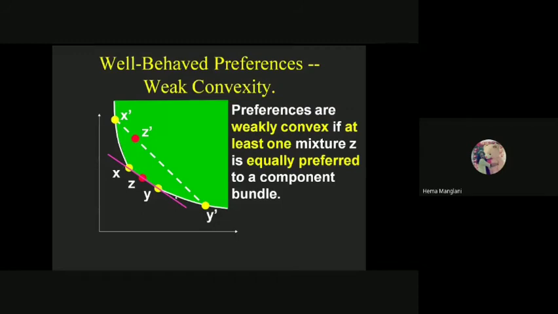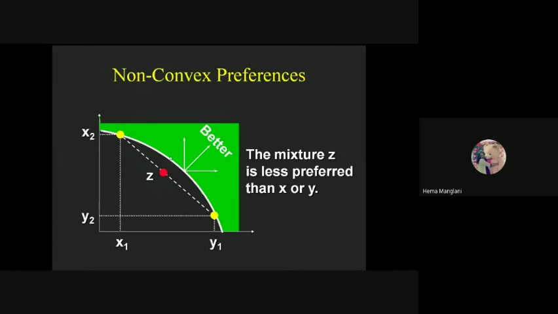If at least one mixture Z is equally preferred to a component bundle, either this or this. So Z is either indifferent to X or indifferent to Y. So that is also the weak convexity. So you need to get the situation where this is strongly preferred over these particular bundles. Now we have non-convex preferences.